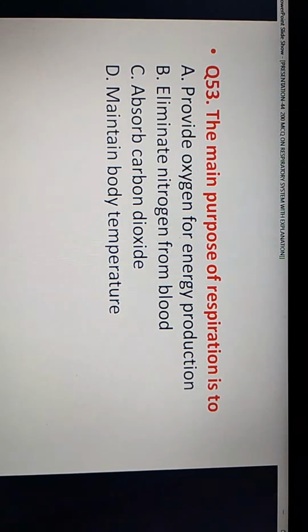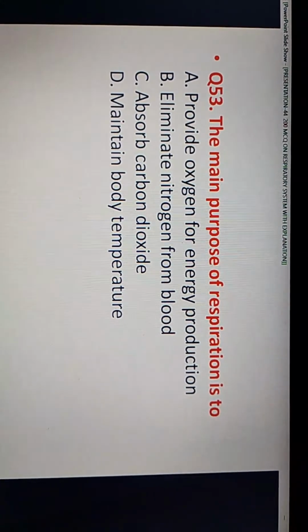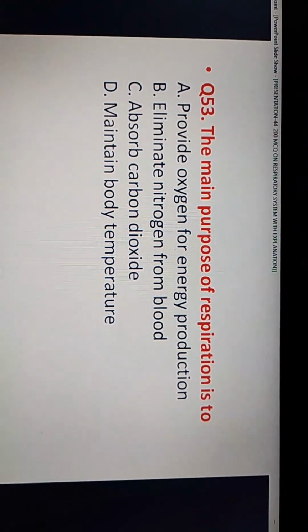The correct answer is option A, provide oxygen for energy production.